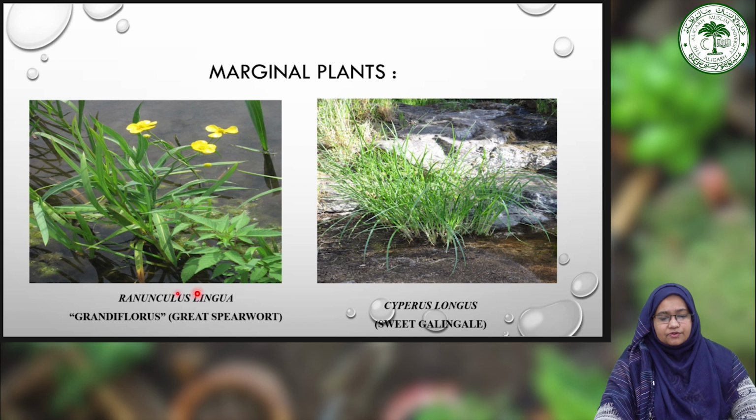This image shows the plant Ranunculus lingua, which is the best example of marginal plants, and this one is Cyperus longus, which is also known as sweet galingale. These two are the best examples of marginal plants growing in water gardens.